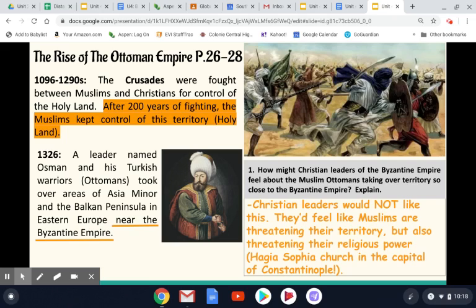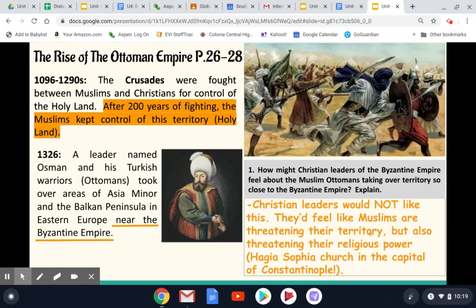All right, so my example would be that Christian leaders like Justinian or whoever's in power of the Byzantine Empire, or even ones like the Pope in his seat of power in the heart of Europe, looking at Christian lands, a Christian Byzantine Empire that is being threatened and taken over by some of these Muslim civilizations. They would probably not like this, of course. They would feel like Muslims are threatening their territory. They had just lost control of the Holy Land in Jerusalem, and now the Ottomans are getting closer, especially threatening the major city of Constantinople, capital of that Christian Byzantine Empire.